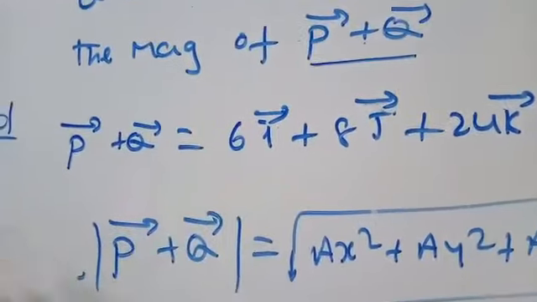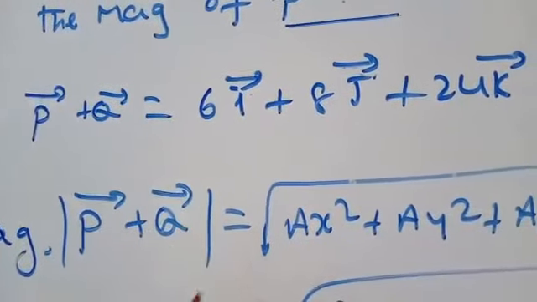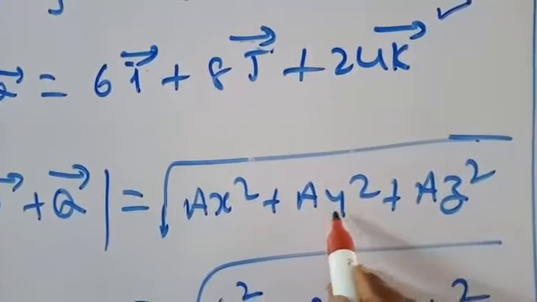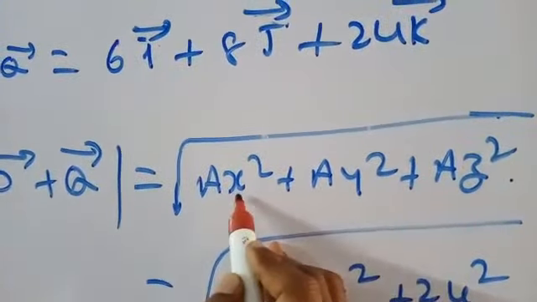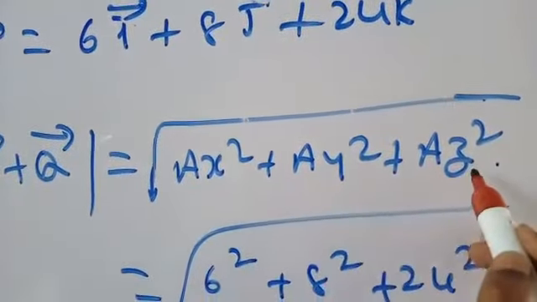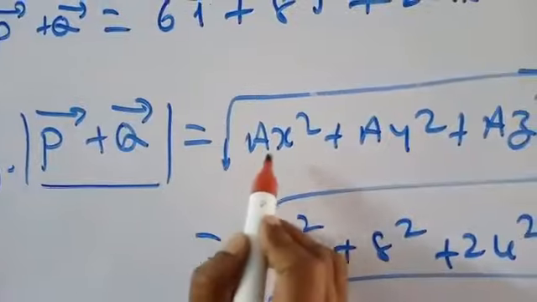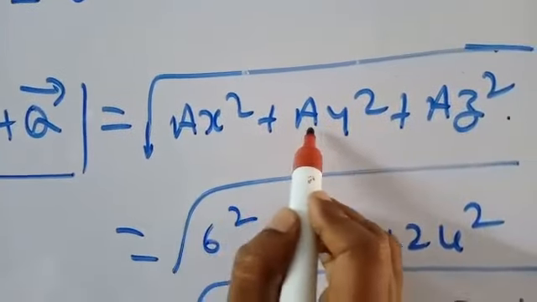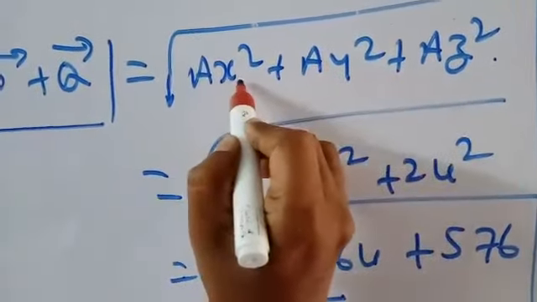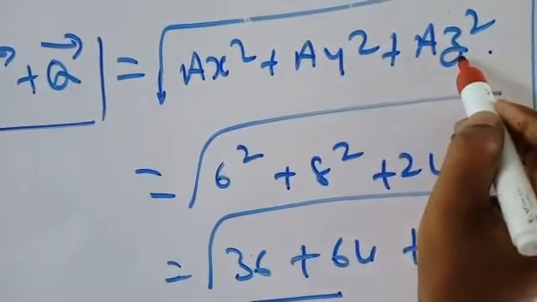The magnitude of P bar plus Q bar, that is the modulus of P bar plus Q bar, is equal to the root of ax square plus ay square plus az square. I is along the x-axis, j is along the y-axis, and k is along the z-axis. So this is the formula for the magnitude.